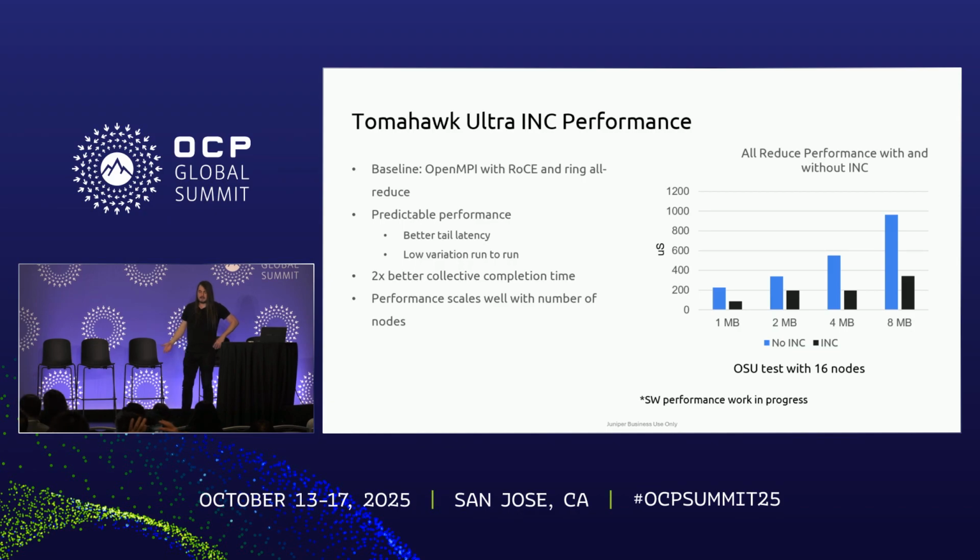And the numbers are very predictable, so there's very little variation from run to run. This also scales well with the number of nodes. Here I'm showing 16 nodes, but we've run tests all the way up to 64 nodes.